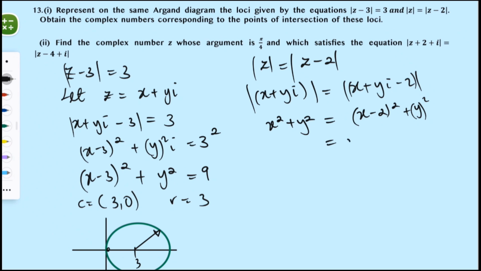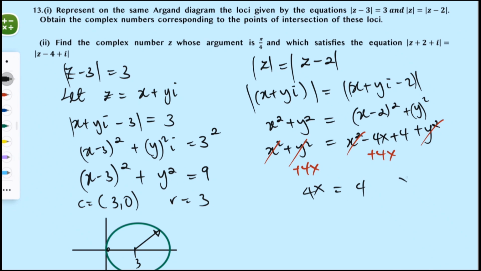Okay, expanding these brackets, x squared minus 4x plus 4 plus y squared. And then here we have x squared plus y squared. And it's obvious that the x squared would cancel. The y squared will also cancel out. And then we add 4x on both sides, okay? So that will be 4x equal to 4, x equal to 1. So the locus of this is actually a straight line, okay?